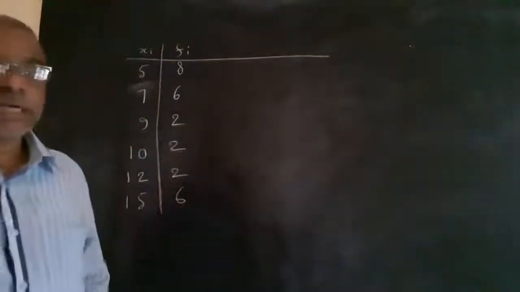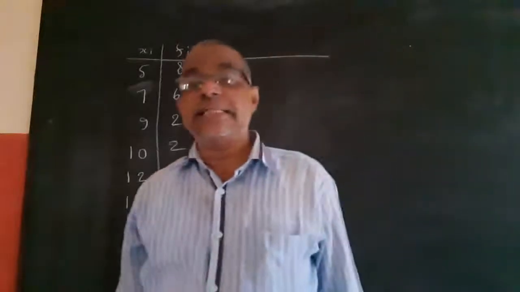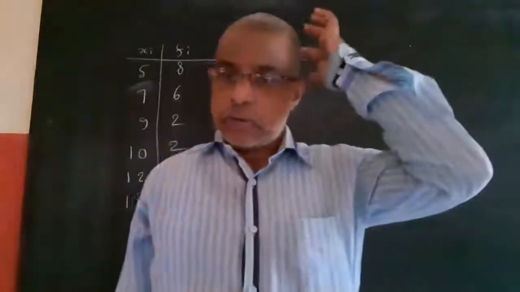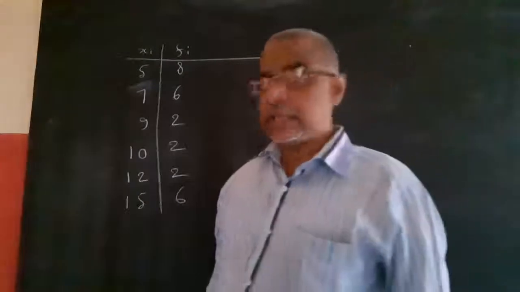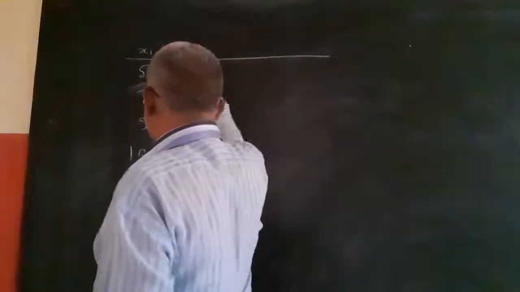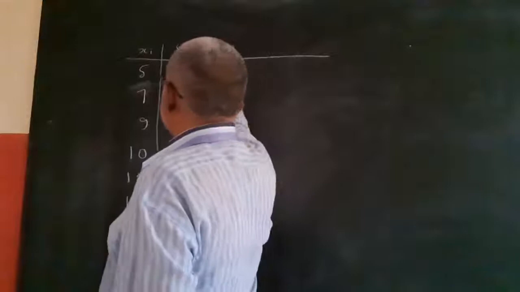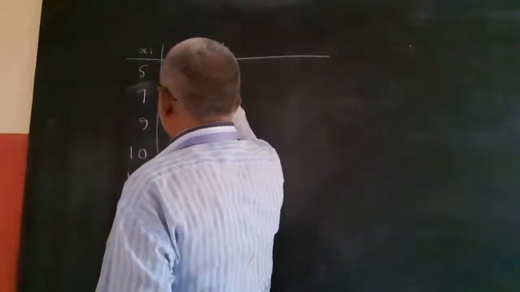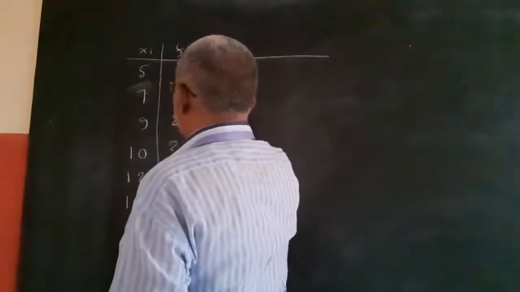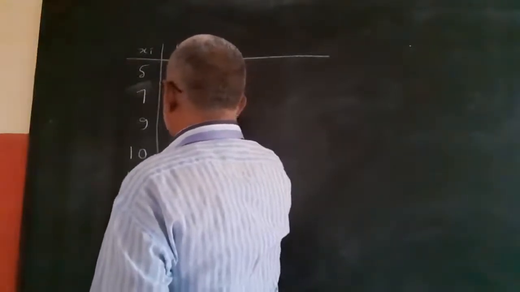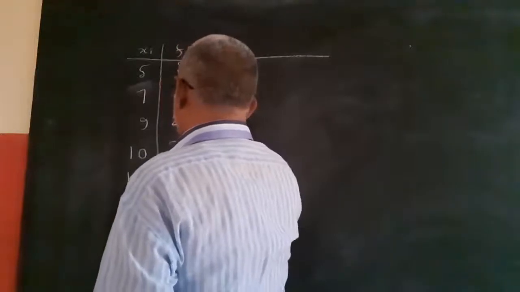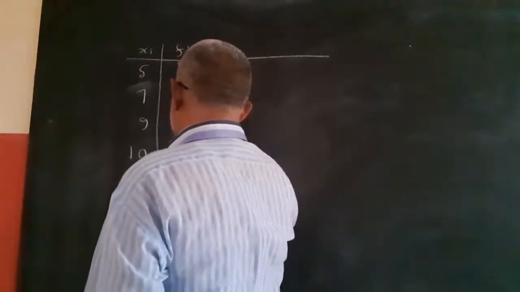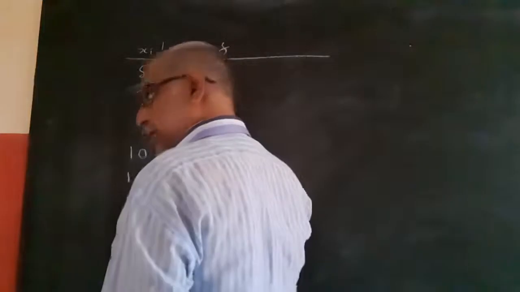How to calculate? Xi is given, Fi is given. If Fi and Xi are given, the mean you can easily find by sigma Fi Xi, you already know. Then how to find the median? For the median, first find the cumulative frequency, CF. So this is 8, 8 plus 6 is 14, 14 plus 2 is 16, 16 plus 2 is 18, 18 plus 2 is 20, 20 plus 6 is 26.